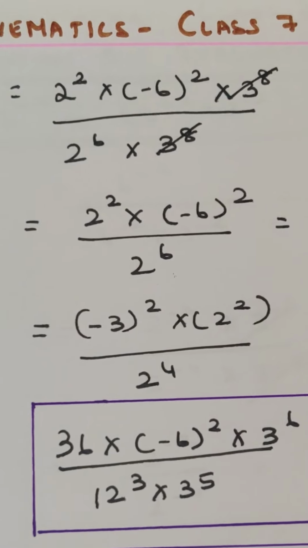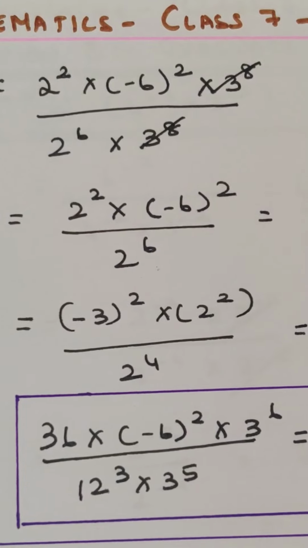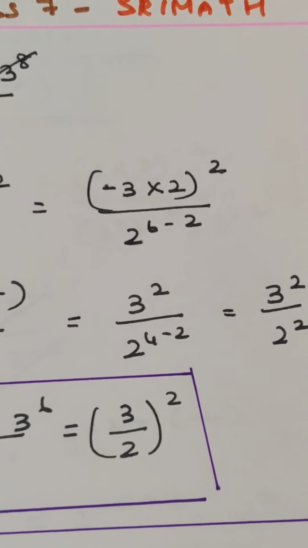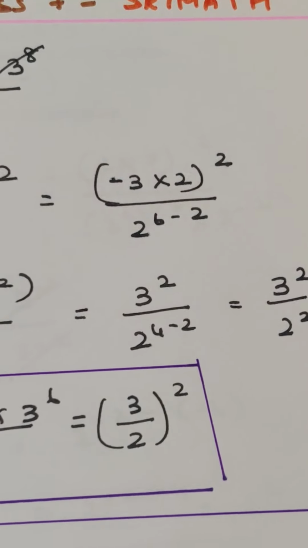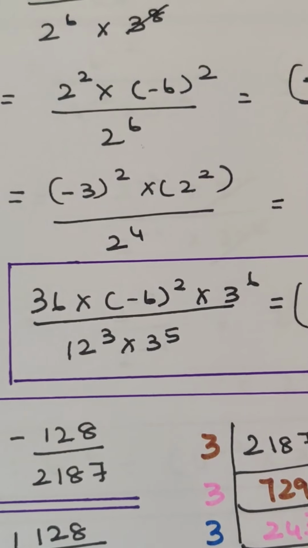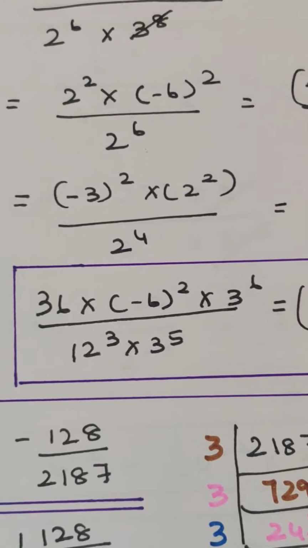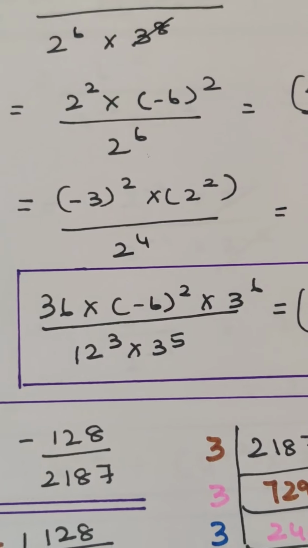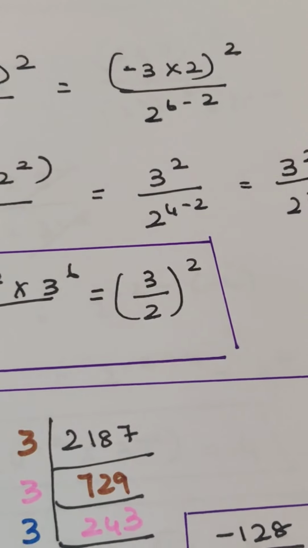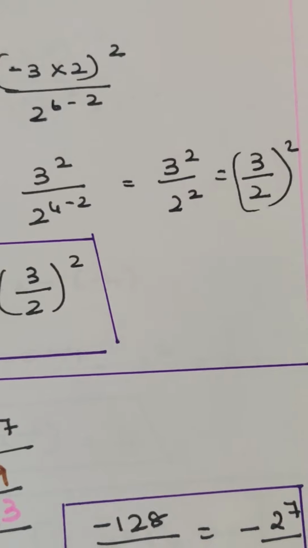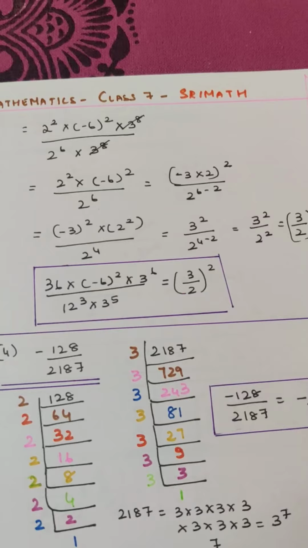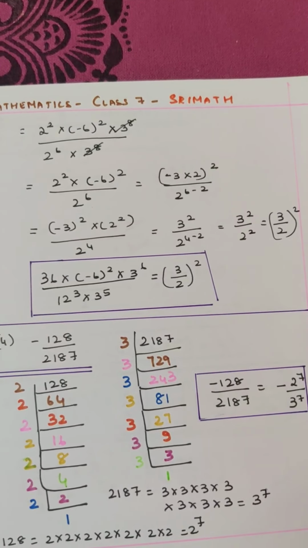So it becomes 2 square into minus 6 the whole square divided by 2 to the power of 6, which becomes minus 3 into 2 the whole square divided by 2 to the power of 6. So this becomes minus 3 the whole square into 2 to the power of 2 divided by 2 to the power of 4. So since 4 is greater, I take the 2 from the numerator and subtract it here using the quotient law. It becomes 3 square by 2 to the power of 4 minus 2. That becomes 3 square by 2 square. That is nothing but 3 by 2 the whole square. I am just pausing for a few seconds for you to understand the calculations that I have done.